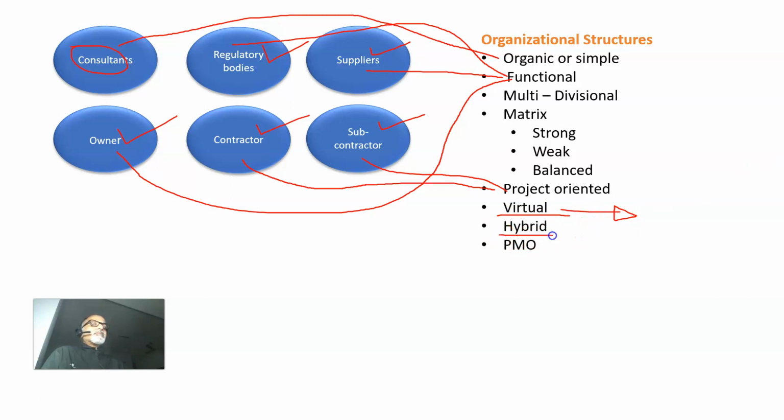Then hybrid teams. In some organizations, some part of the organization can be functional, some other part or a division can be matrix, some other division can be projectized. So they have a kind of hybrid organization structure. Then we have PMO based organization. The entire organization itself is in the form of a project management office.